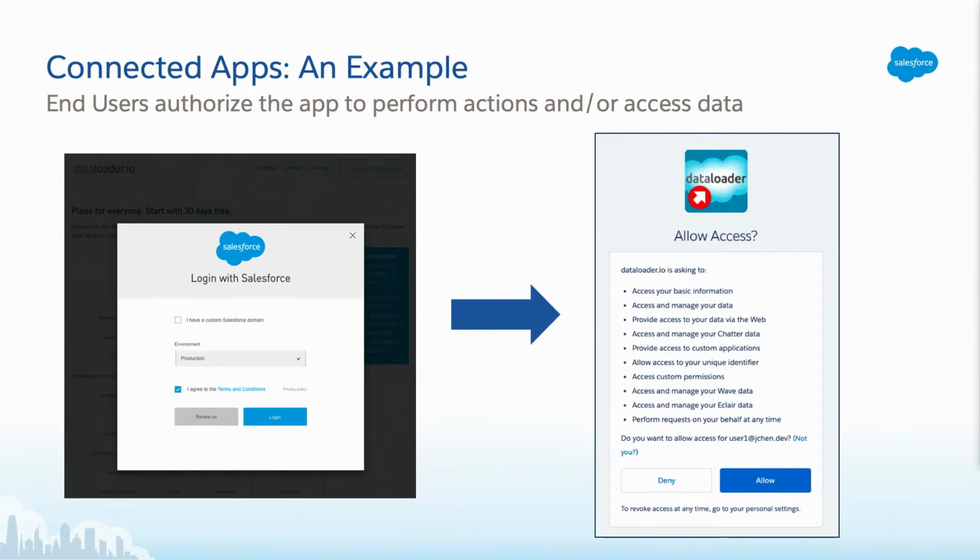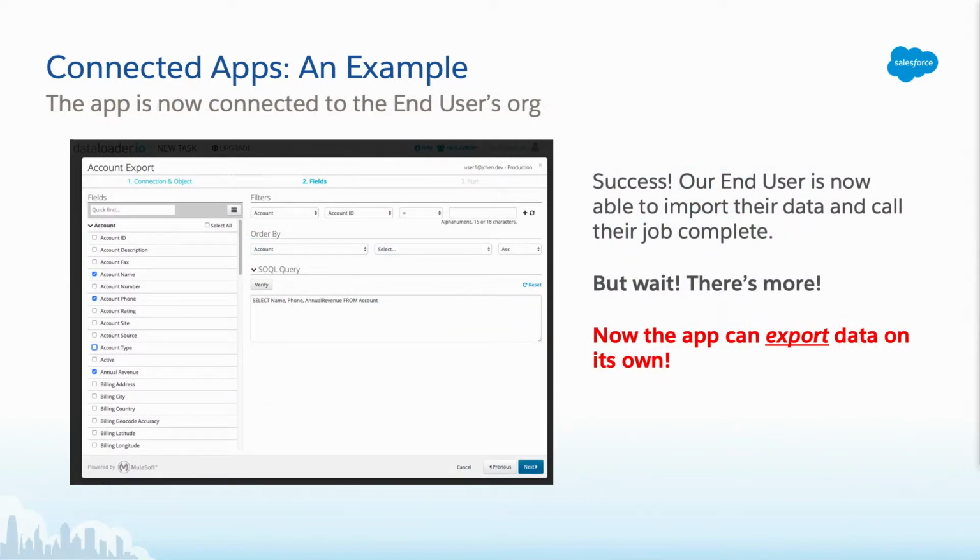And this is you as a user. You can see at the bottom, user1@jchen.dev. That's my dev org. That's a user allowing access to the org, to this app. So that's it. You hit allow, and you are redirected into Data Loader's web app.